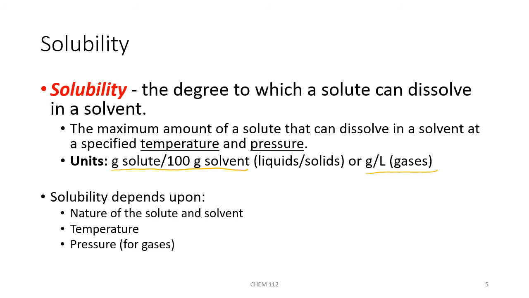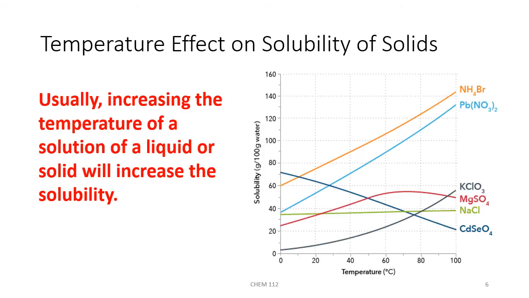The solubility of something will depend upon the nature of the solute and the solvent, the temperature, and the pressure for gases. We've briefly discussed how changing the temperature has an effect on the solubility of solids in a liquid. If we look at the graph on the right, on the y-axis, we're looking at solubility, grams of solute dissolved per 100 grams of water, and on the x-axis, we're looking at temperature. We can see that most of the curves are increasing as we're increasing the temperature, with a few exceptions.